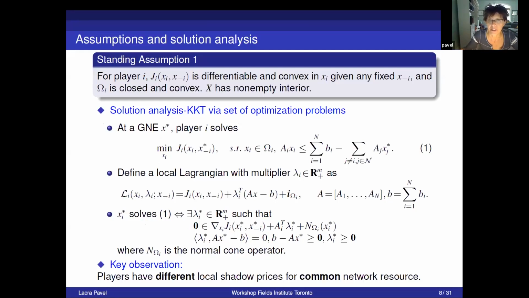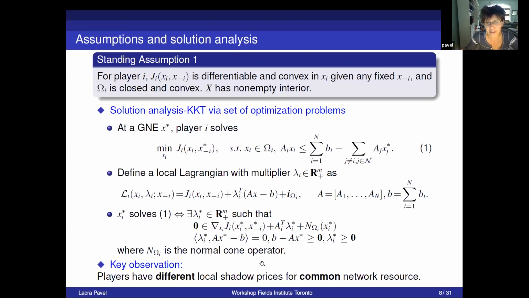So the standing assumption is going to be, again, convexity of each cost with respect to their own action, differentiability, as well as a non-empty interior of X, which essentially translates into those constraint qualifications being met. And if one takes the KKT analysis to look at the equilibria conditions in terms of defining some local Lagrangian and a multiplier, one gets to see that the conditions at the bottom of the page are equivalent to having each of the players solving their own optimization problem.